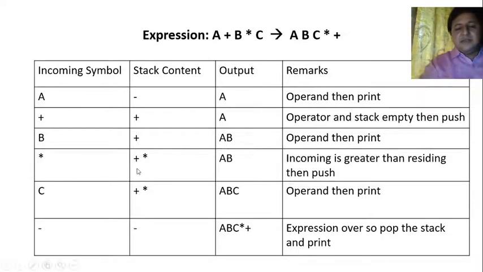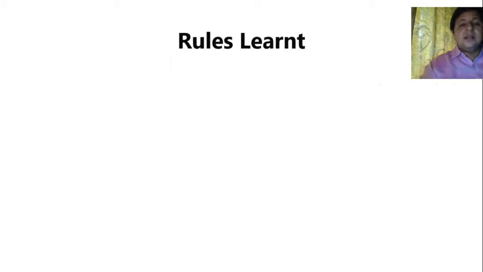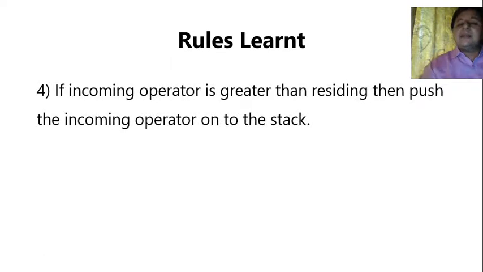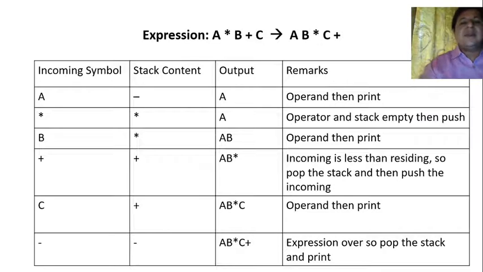Next is C, which is an operand, so print it, and then at the end the expression is over. So first I'll pop out star, and then I'll pop out plus, which will give me the answer ABC star plus. Fine. So if you have observed, we have learnt one more rule here. If incoming operator is greater than residing, then push the incoming operator onto the stack. Fine. Let us go ahead with the next version.